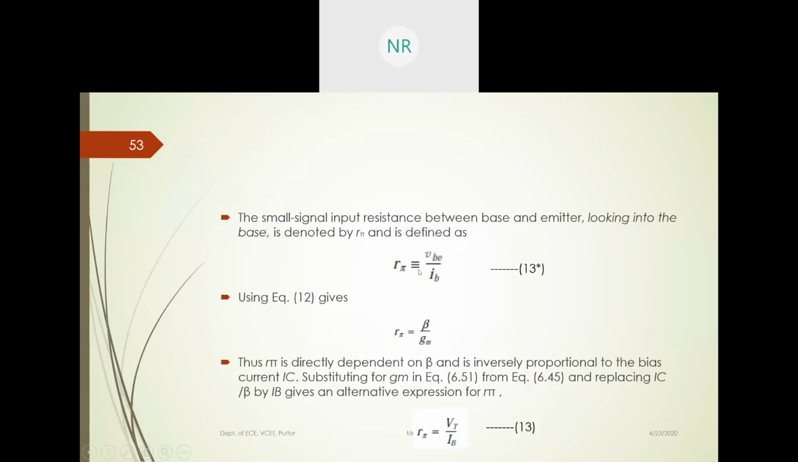Next is the input resistance. Input resistance looking at the base terminal, it is denoted by the letter R pi, small letter r subscript pi, and it's defined as a ratio of VB by IB. Okay, VB is the input voltage and this is the input current. So at this time, when we are calculating resistance, we need to consider the AC components only. So this is small letter vb, small letter ib.